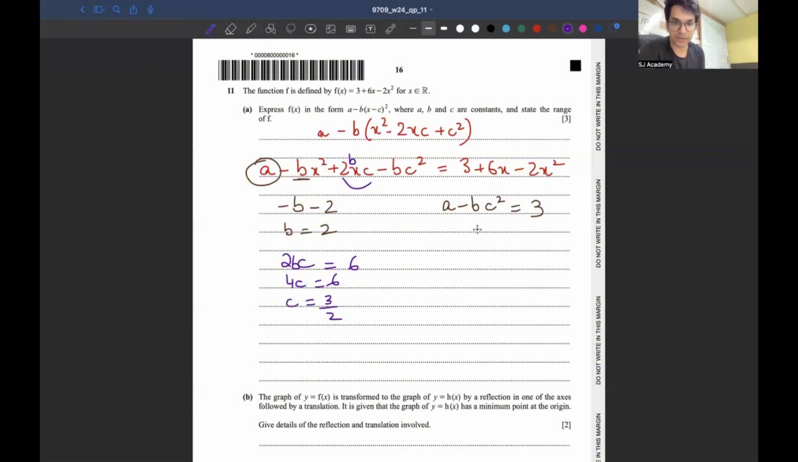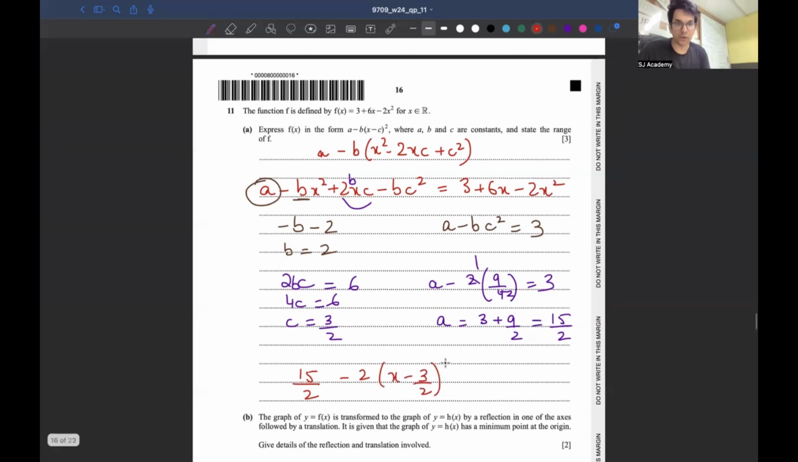Once we have the value of c as 3/2, we can substitute it over here to find the value of a. So a − 2 into (3/2)², that is 9/4, equals 3. So a is equal to 3 + 9/2. Simplifying this, we'll get 6 + 9 is 15, so that will become 15/2. So a is 15/2. So this will become 15/2 − 2(x − 3/2)².